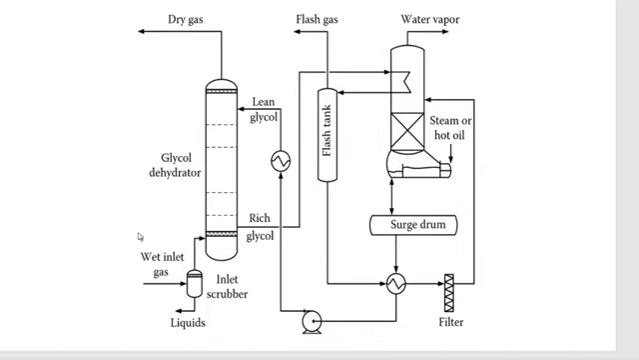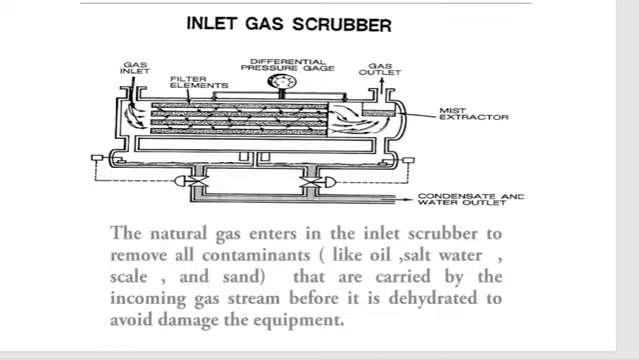Okay, first the wet gas enters the inlet scrubber. This inlet scrubber is like a filter. The natural gas enters the inlet scrubber to remove all contaminants, like small drops of oil, water, scales, and sand. For what reason? To avoid damage to the equipment. Okay?